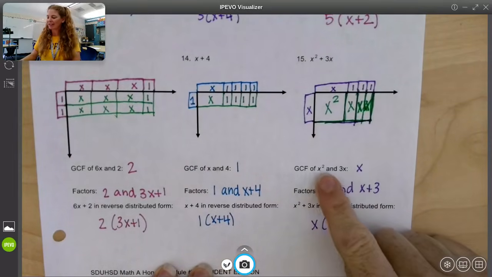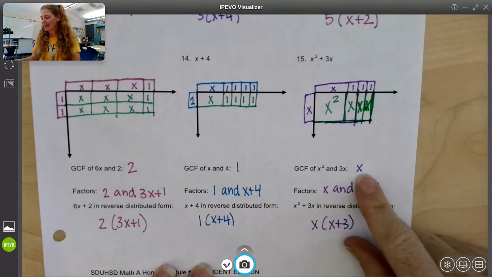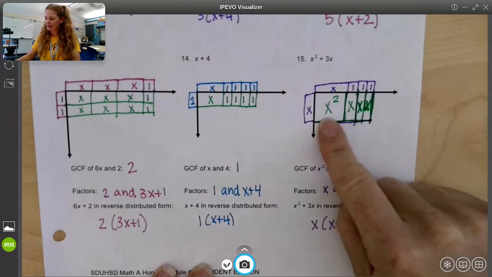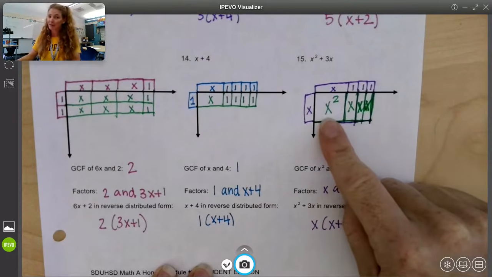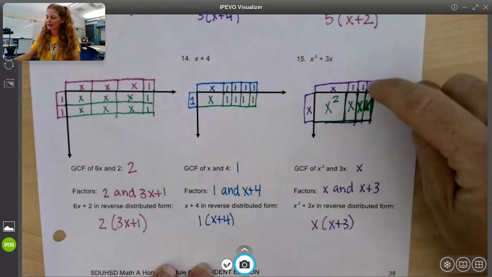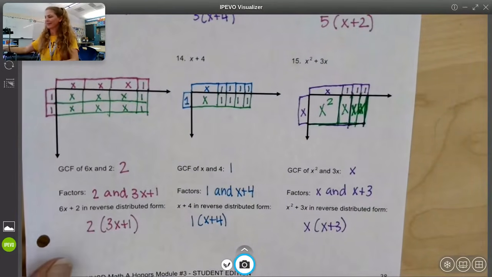Over here, the GCF of x squared and 3x, that one was a little bit tougher, but that's x. So x times what gets you x squared? X times x gets us x squared. We've looked at that quite a few times this module. And then x times what is going to get me 3x? X times 3 gets me 3x. So in reverse distributed form it is x groups of x plus 3.